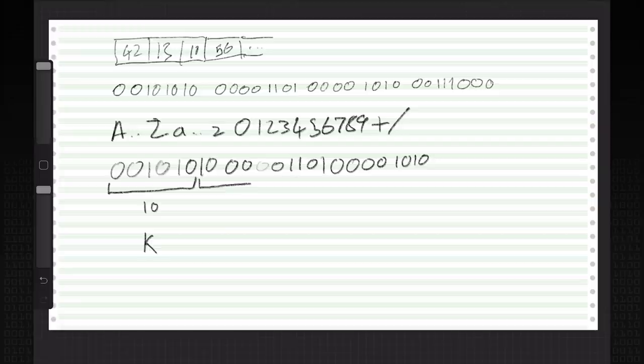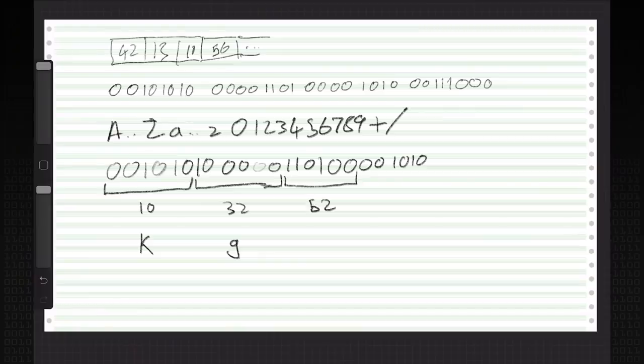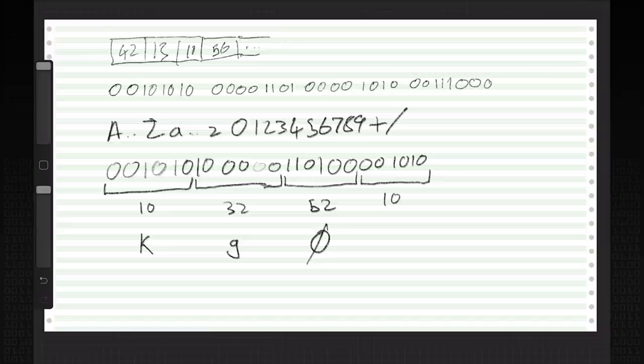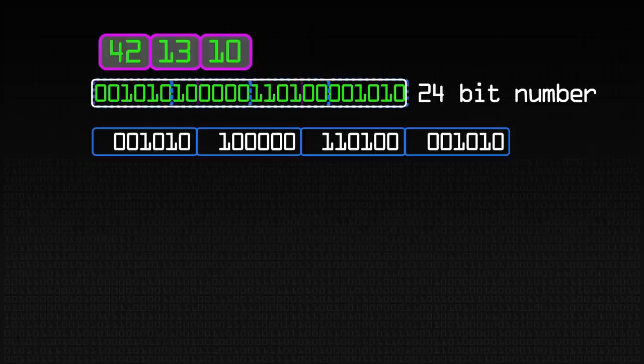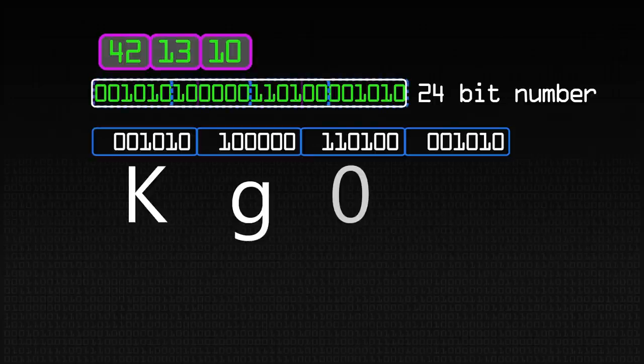We now do it for the next 6 bits. The next one is 32, which is the lowercase g. So we now take the next 6. That's going to be 52, so the 52nd should be 0. And then we do it for the final set of 6 bits, which happen to be 10 again, so that becomes the capital K that we had at the beginning. So the first 3 bytes that we encode, which were 42, 13, 10, the numbers that made up those bytes in the file that we created, would encode as K, lowercase g, 0, capital K. We could then convert the next 3 bytes, and that would become another series of 4 characters.